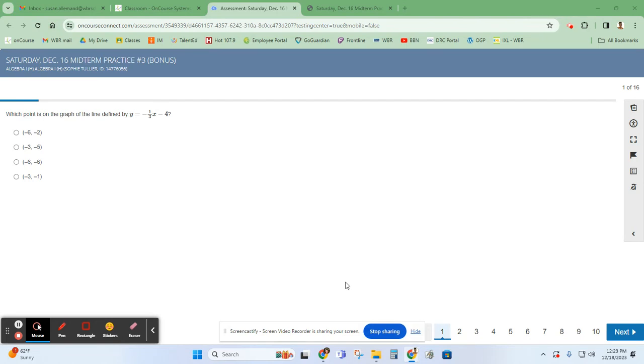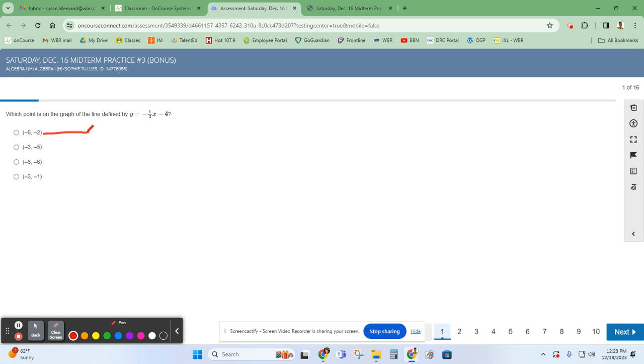All right, so this is the Saturday, December 16th midterm practice exam. And the first question: which point is on the graph of the line defined by that? So you have multiple ways that you can work this. One way would be to plug in the values and try them and see if it works.